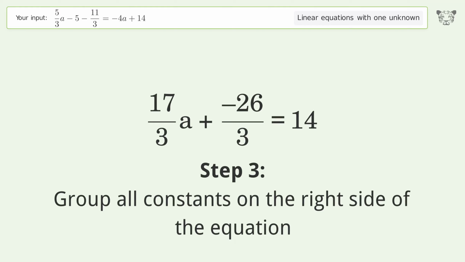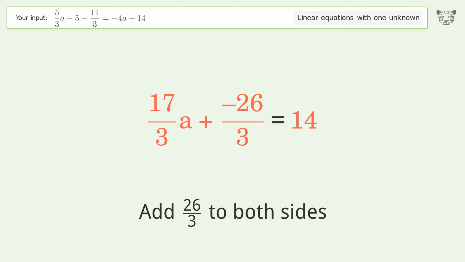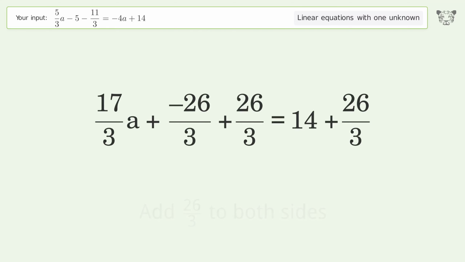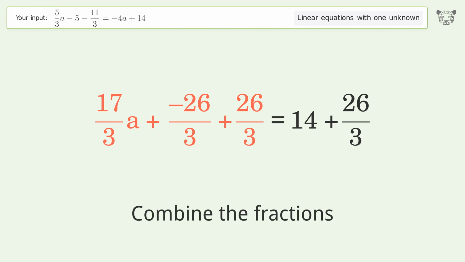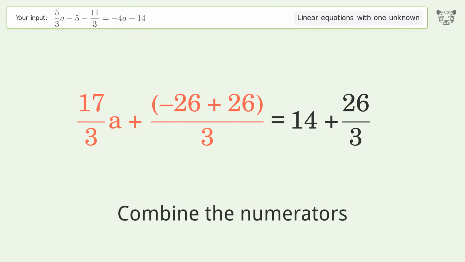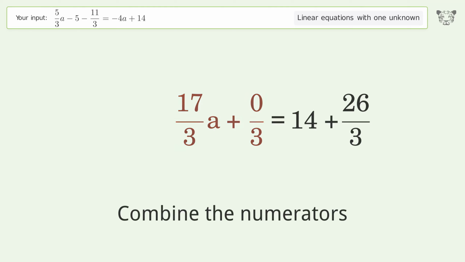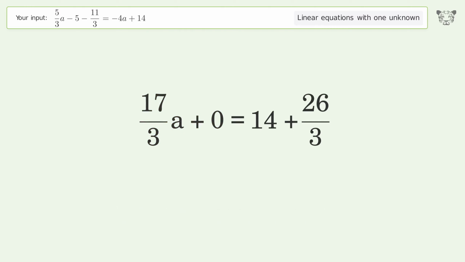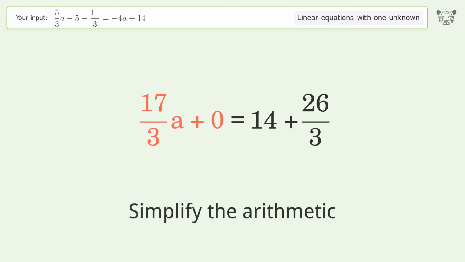Group all constants on the right side of the equation. Add 26/3 to both sides. Combine the fractions. Combine the numerators. Reduce the zero numerator. Simplify the arithmetic.